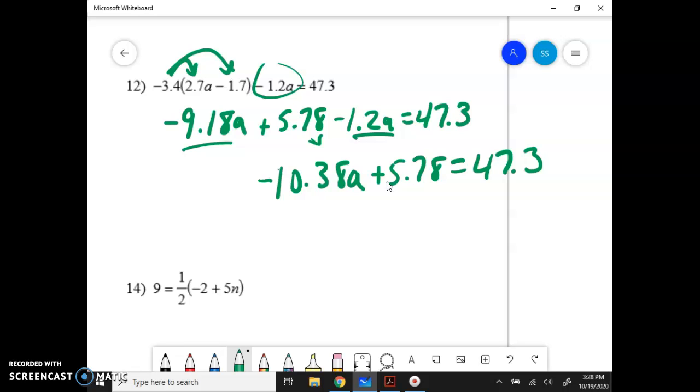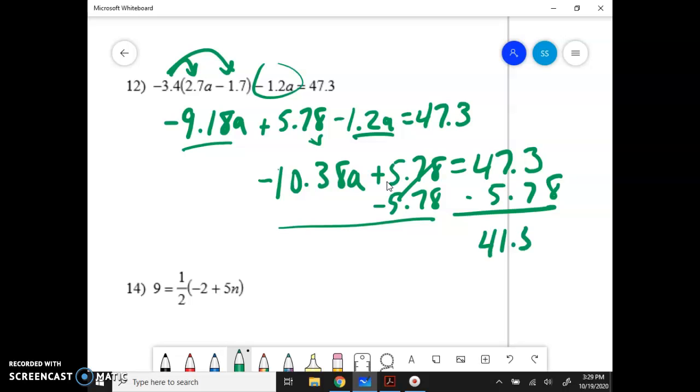All right. Again, we don't want to mess with this variable. So we need to get rid of this 5.78. It is positive, so we're just going to go ahead and subtract this out. If you do it to one side, you got to do it to the other side. And I'm going to be left with, what does that equal? Again, we're just going to go ahead and type this in. We're going to get 41.52. Drop down the negative 10.38a.